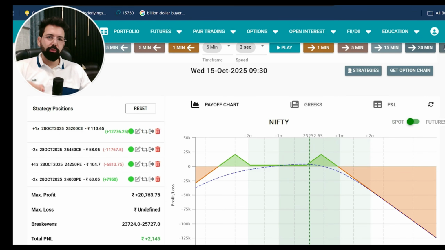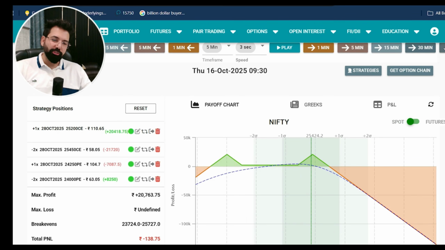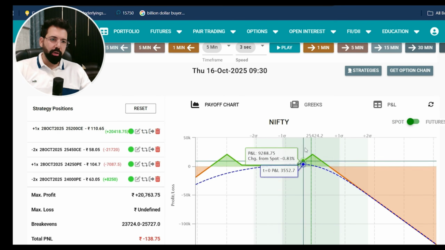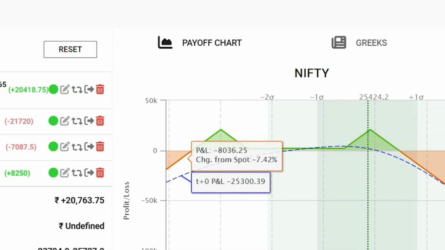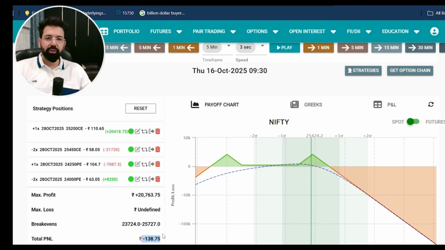I want to really focus on the adjustment part because this is the part which really matters: which leg to touch, which leg to roll, with how much quantity, exactly when and where. So full attention is required here, and don't rush through the video. Now what we see is the market has come from here to around the peak, and naturally the trade requires some kind of an adjustment.